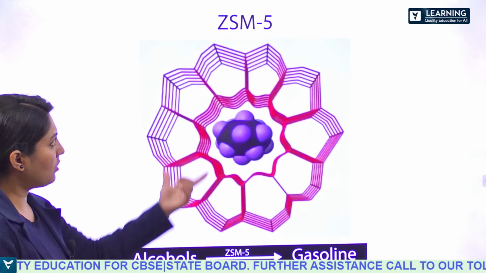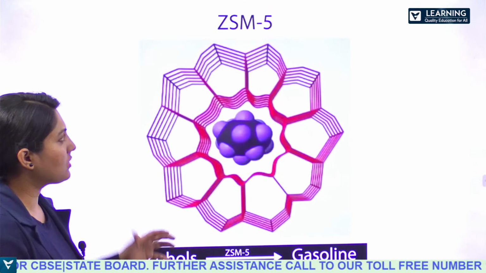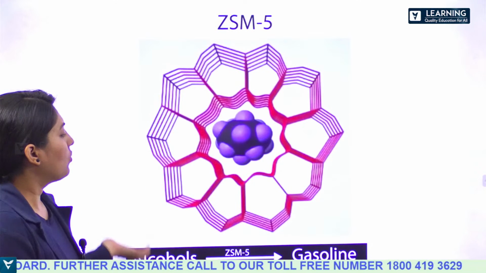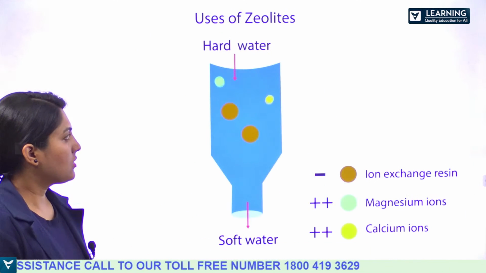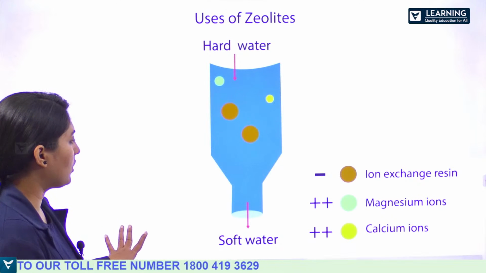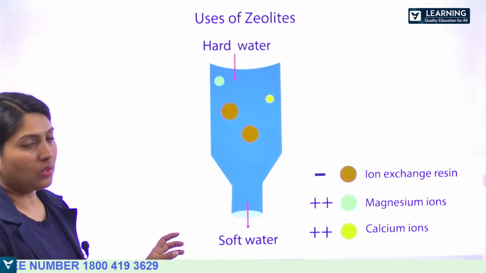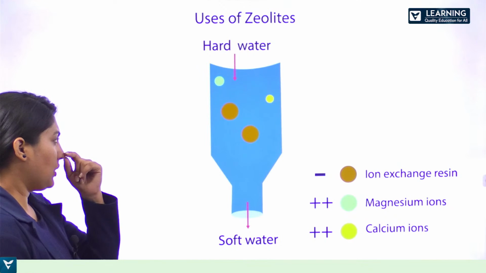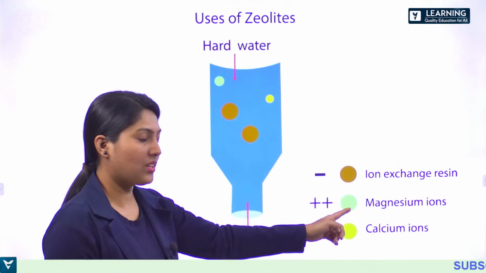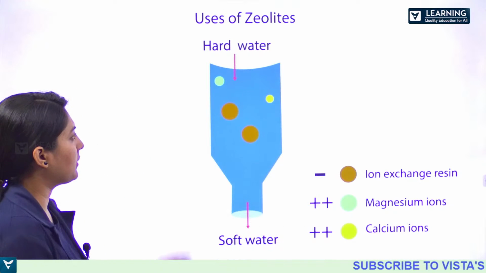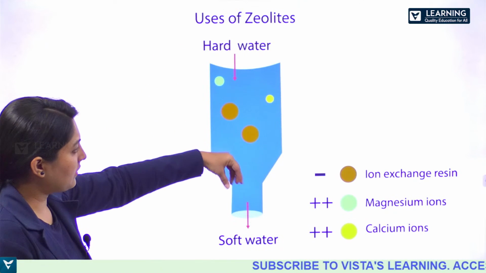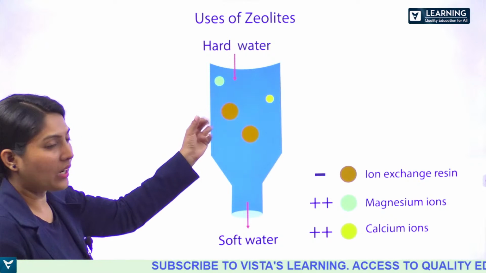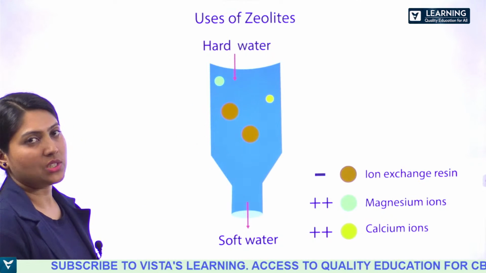So this is the structure of the catalyst used in zeolite, which converts alcohols to gasoline, and this is the hard water. Using these zeolites, we can convert hard water to soft water. So you can see here ion exchange reagents will be there, magnesium ions and calcium ions. When hard water is passed, the zeolite will absorb or attract the magnesium and calcium ions.